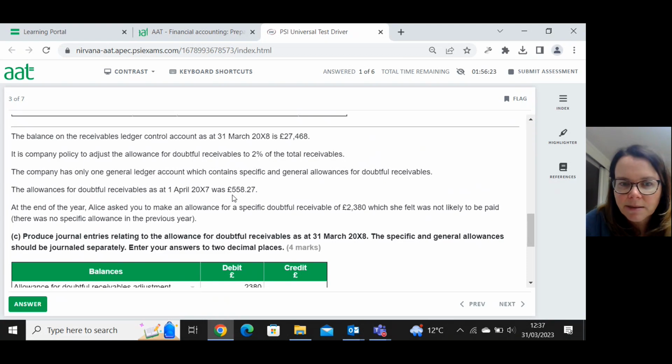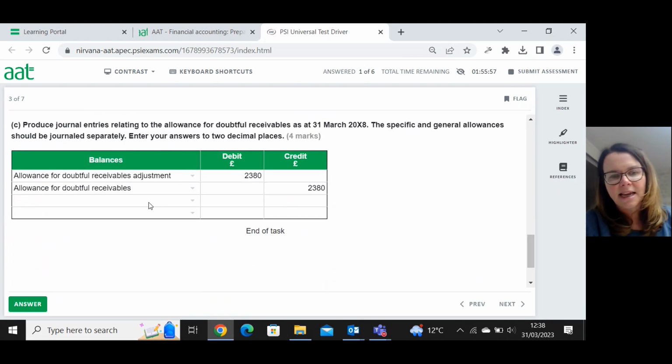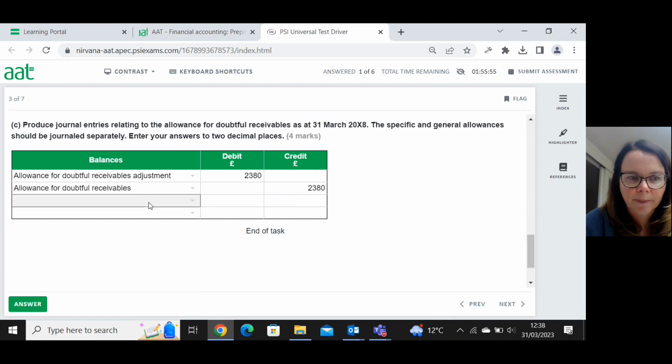At the moment, my general allowance is sitting at 558.27. So I need to reduce my general allowance. So I'm just going to find the difference between what I want, which was 501.76, and what I've got, which is the 558.27. So that's a difference of £56.51. Now I'm making the allowance smaller.